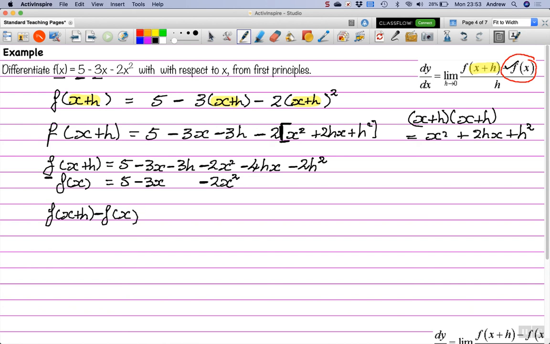Now, what does the right-hand side become? Well, because these are like terms, when we do the takeaway, they disappear. So what are we left with in the end? We're left with minus 3h minus 4hx minus 2h squared.